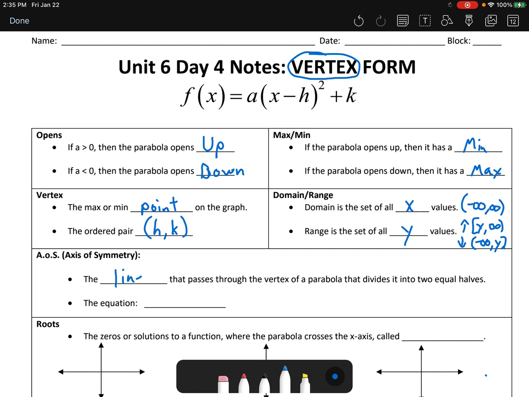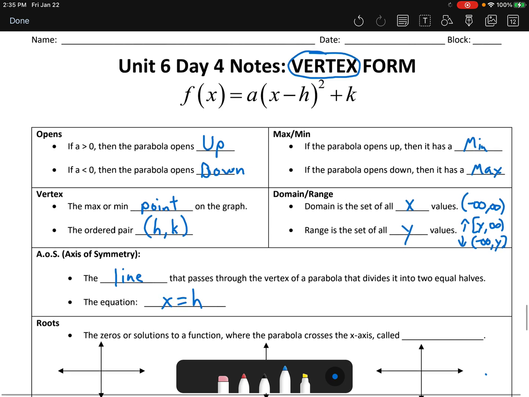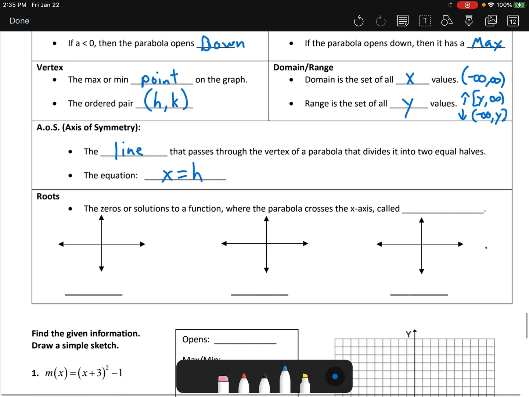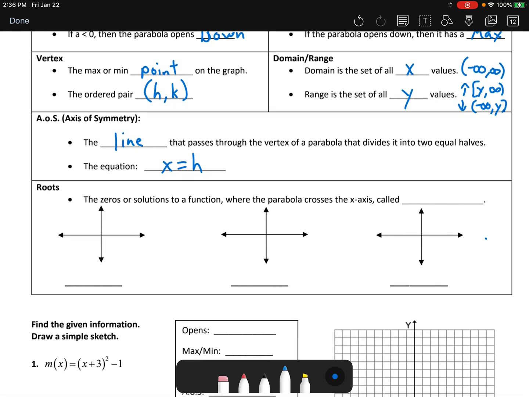Okay? The axis of symmetry is the line that passes through the vertex of a parabola that divides it into 2 equal halves. Here is our equation, x equals h. So not only does the vertex form give us our vertex, it gives us our axis of symmetry too, x equals h.